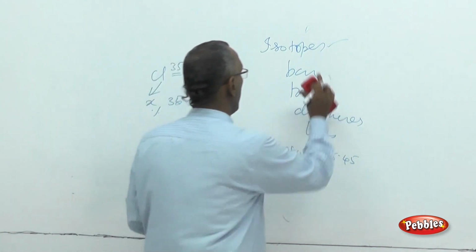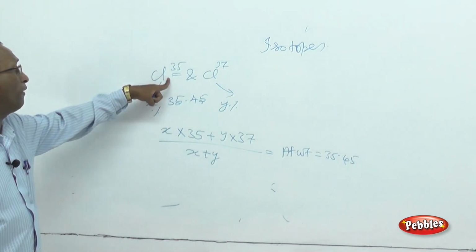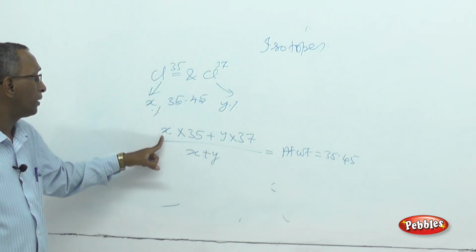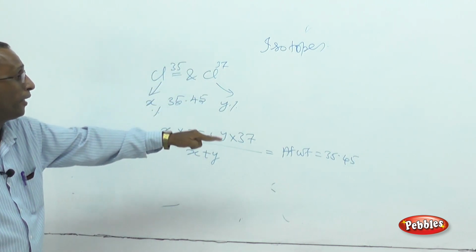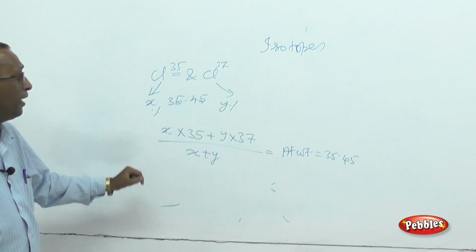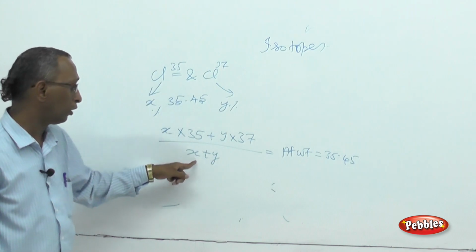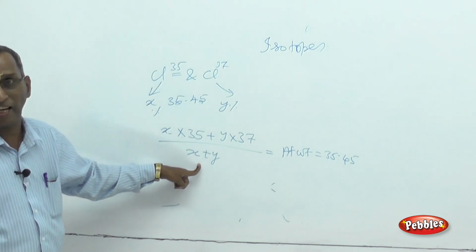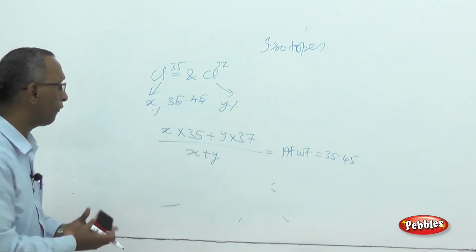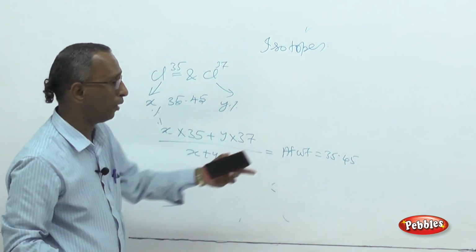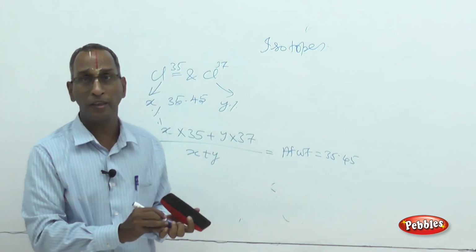Let us confine our concept only to isotopes, because sums will be asked, where percentages of chlorine 35 and chlorine 37 will be given, and you will be required to find the atomic weight. X percentage of 35, Y percentage of 37, and the sum of the percentages is 100. So X into 35 plus Y into 37 divided by 100. If X and Y are given, you can calculate, or if X is given, you can calculate the percentage of Y.